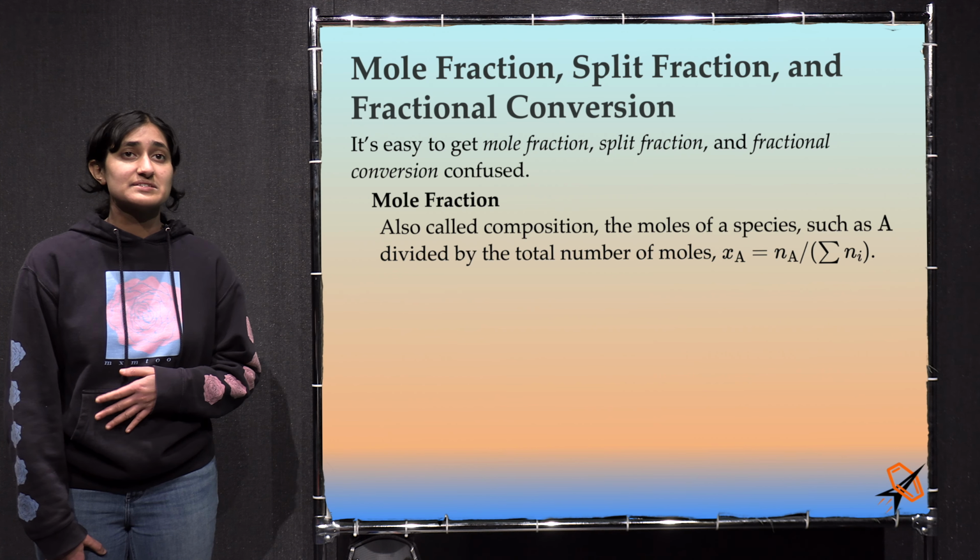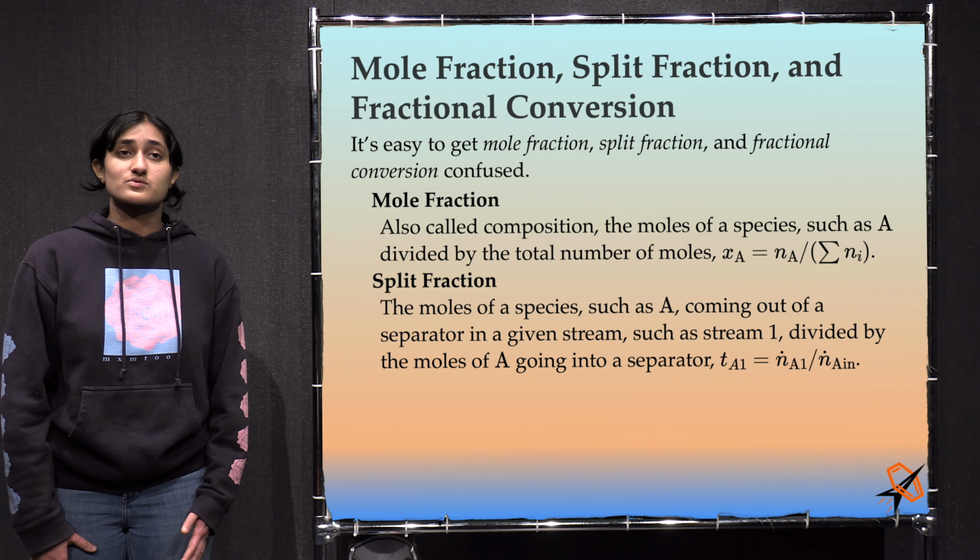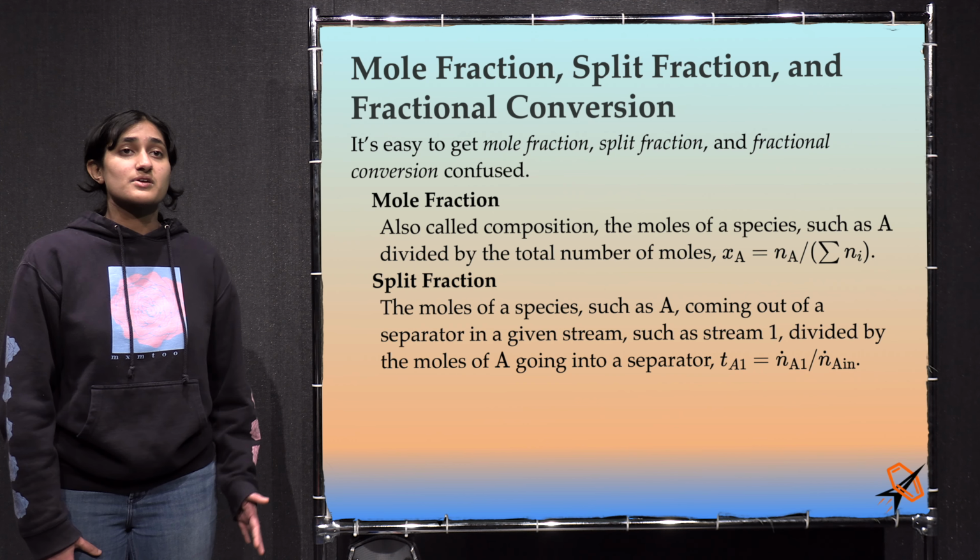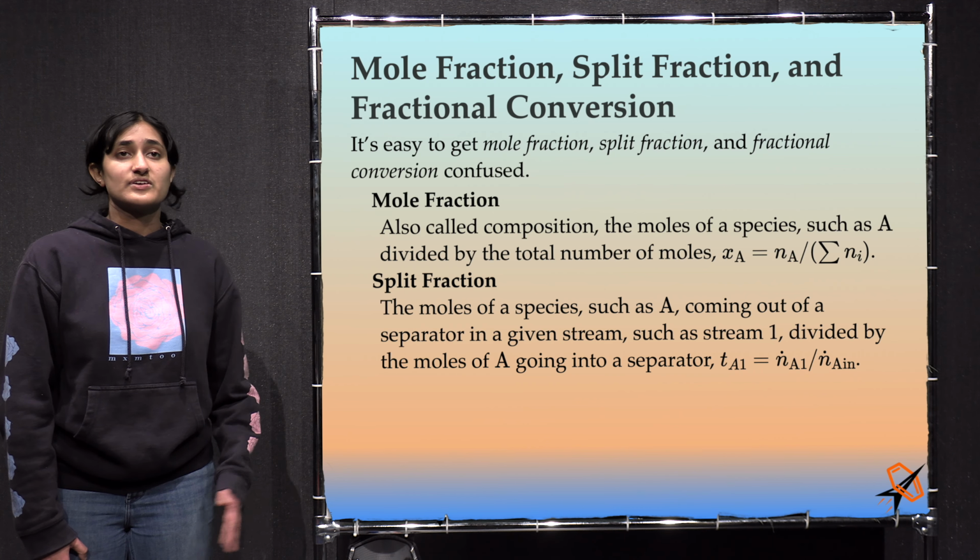Split fraction only refers to separators. It is the fraction of a species being fed to the separator that comes out in a specified stream. For example, the split fraction of species A with respect to stream 1 is 30%, or 30% of the A fed to the separator exits in stream 1. Fractional conversion refers only to a reactor or an overall process containing a reactor. It is the fraction of a fed reactant that is converted or reacted away in a reactor. For example, the fractional conversion of ethane is 30%, or 30% of the fed ethane is converted in the reactor.